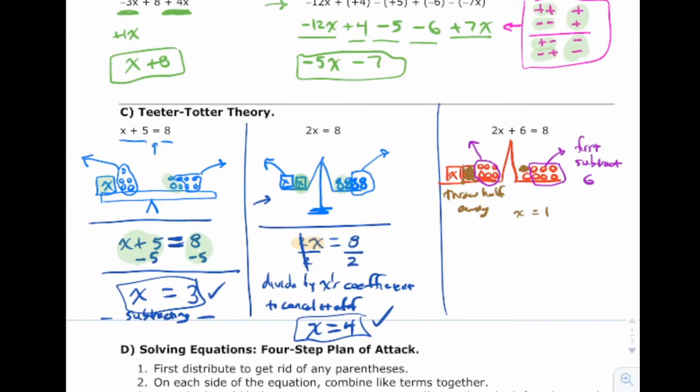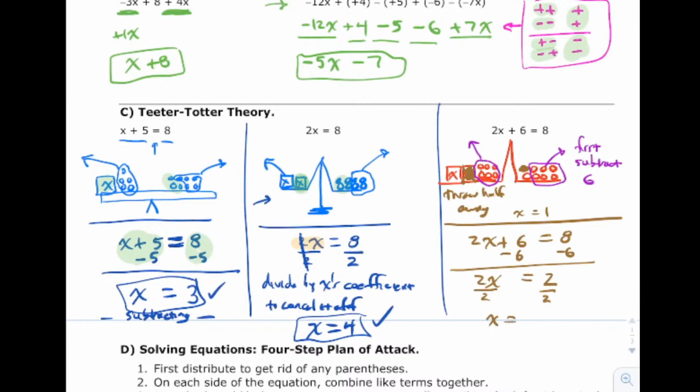Now, if you don't always want to draw pictures, that's fine. What you can do is you can say, okay, so what I did first was I subtracted 6 on both sides. So that left me with the 2x here. 8 take away 6 is 2. And then I divided off the coefficient. And I got 2 divided by 2 is just 1. So that's x equals, and well, 2 by 2 is 1. And I got 1, which is the right answer.